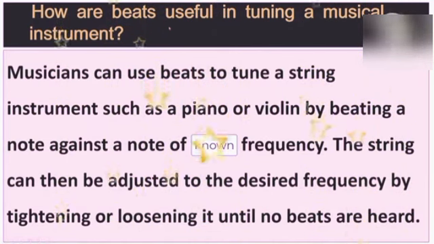How are beats useful in tuning a musical instrument? Musicians can use beats to tune a string instrument such as a piano or violin by beating a note against a note of known frequency. The string can then be adjusted to the desired frequency by tightening or loosening it until no beats are heard.